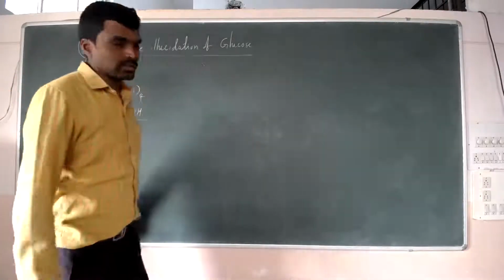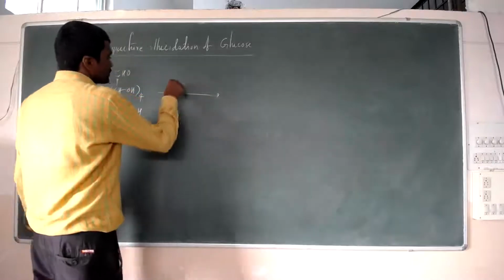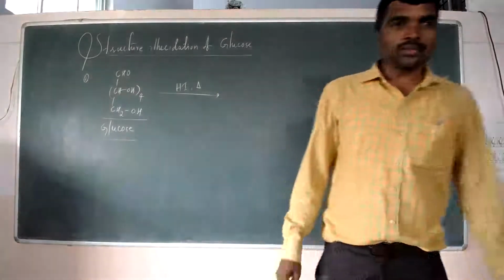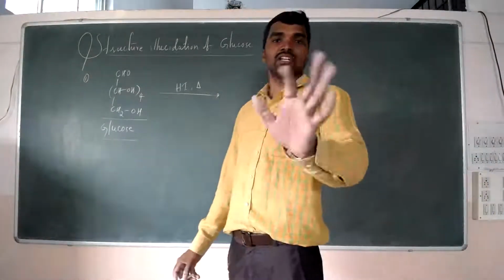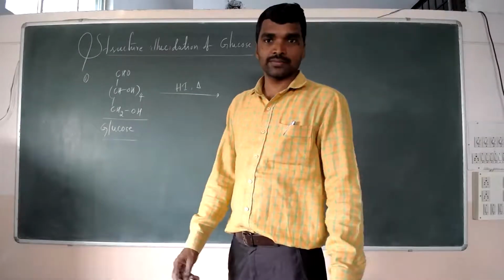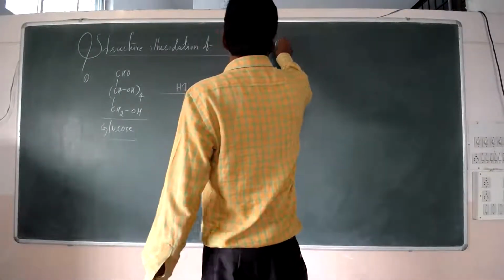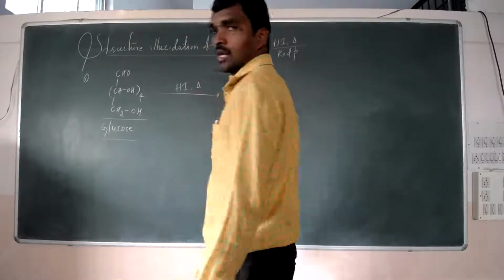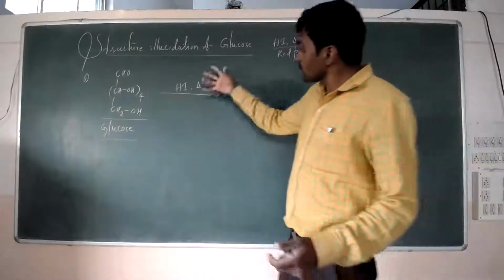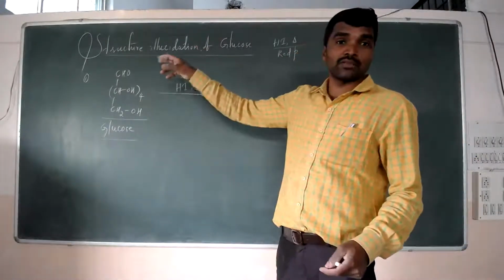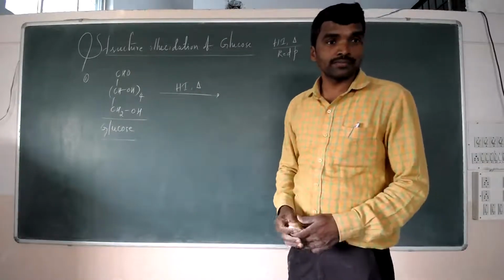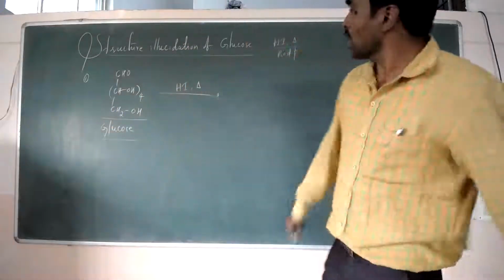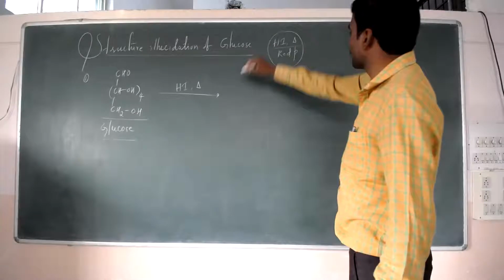This glucose reacts with HI and heat. What happens? You know, HI is a very powerful reduction reagent. So what is the function of HI in the presence of heat, or sometimes we write red phosphorus? If you know the function of HI, then you can apply the same to glucose, then you understand the concept.